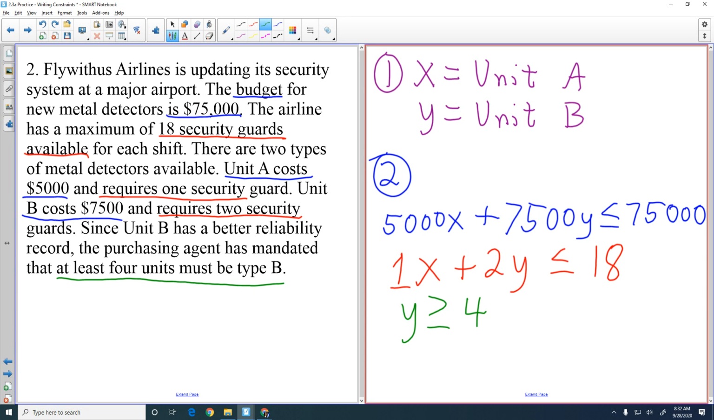We've got to have at least 4 of these. So I can have more. I can have exactly 4. I can have more than 4. But I couldn't buy only 3 of them, because we've got to buy at least 4 unit Bs because they do a better job.